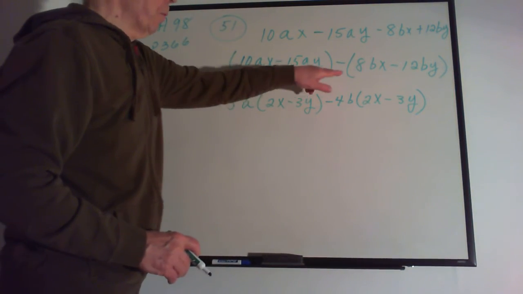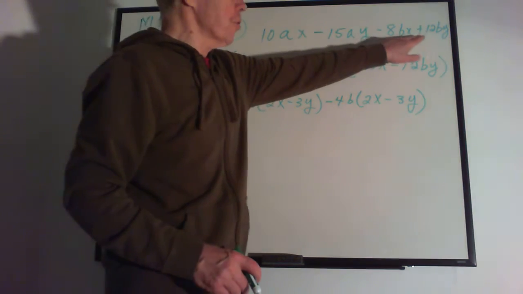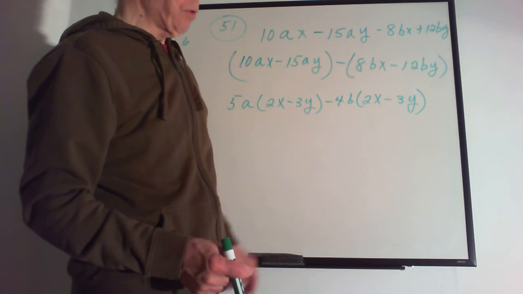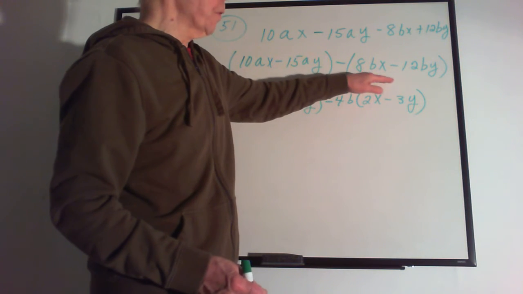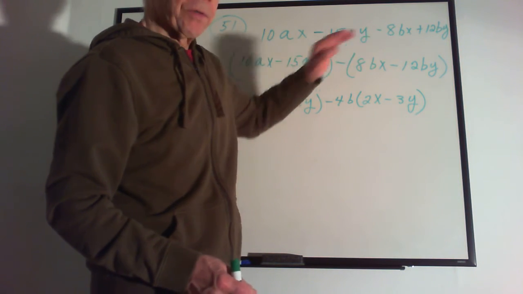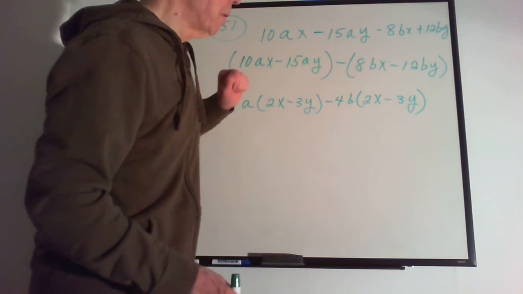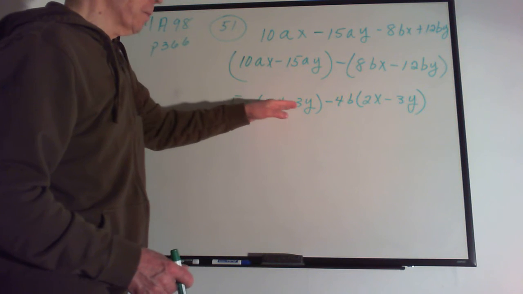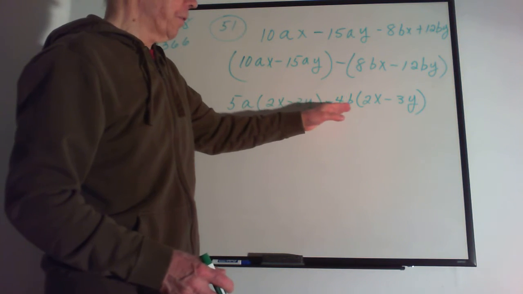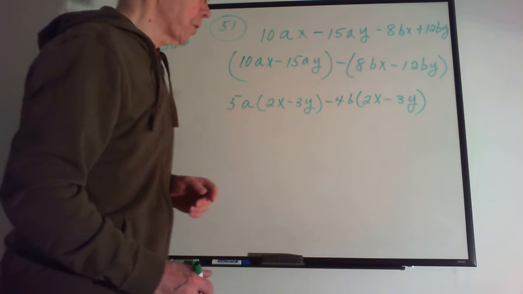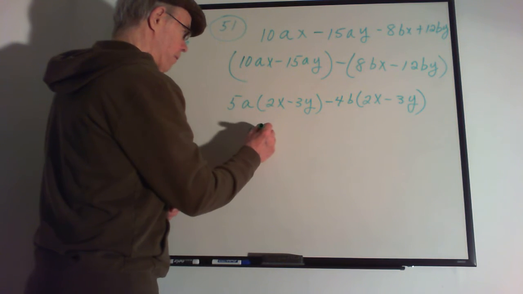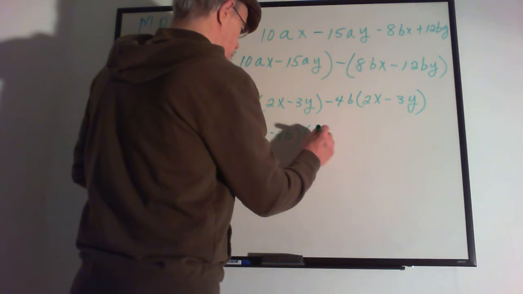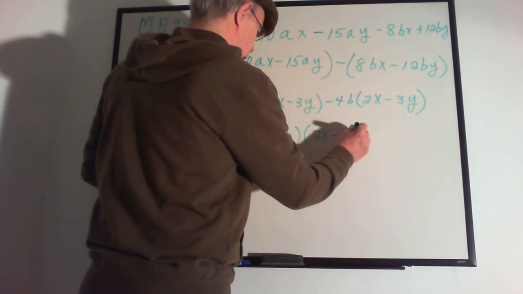All right, so I grouped them. When I have a minus sign here, I can change that to a minus 12by. Always remember, when you remove the parentheses, what you end up with must be the same thing that you started with. And so I factored out the 5a(2x minus 3y), minus 4b(2x minus 3y), which is going to give me (5a minus 4b) times (2x minus 3y).